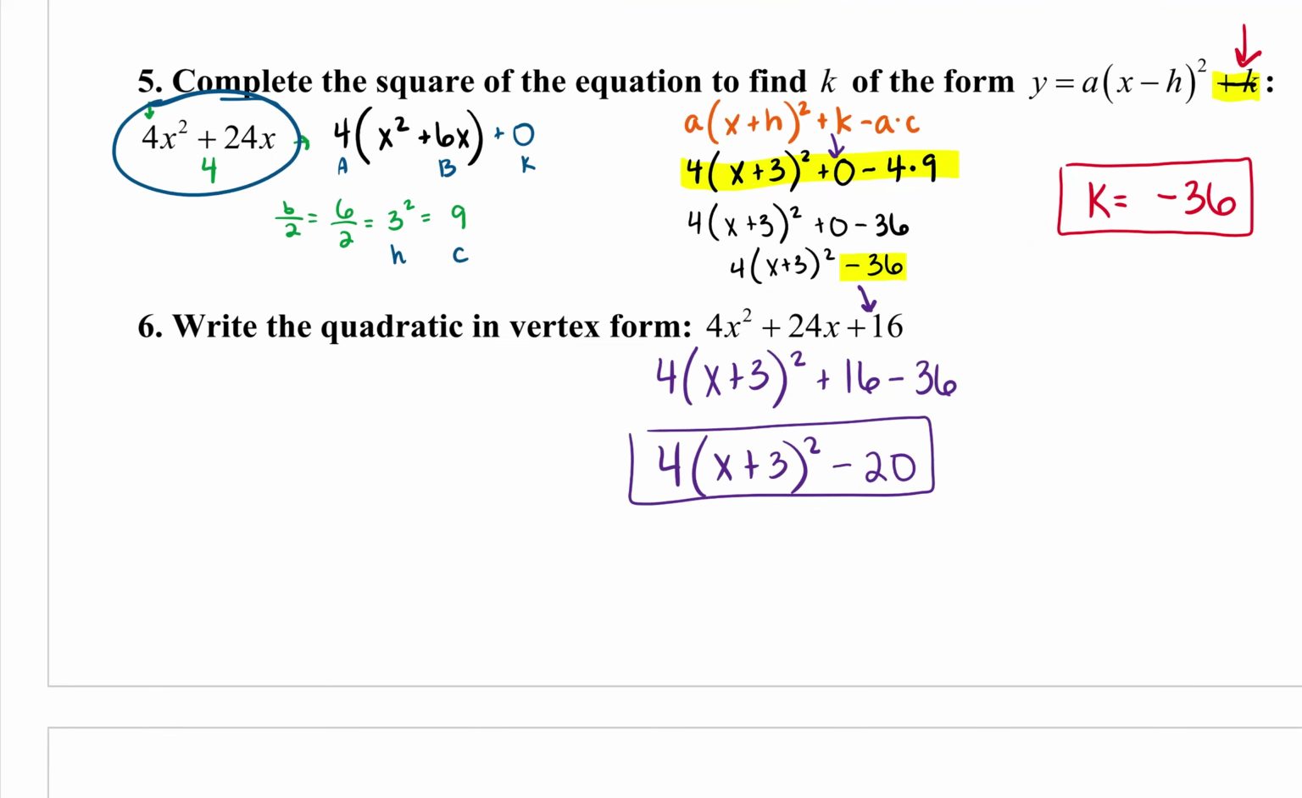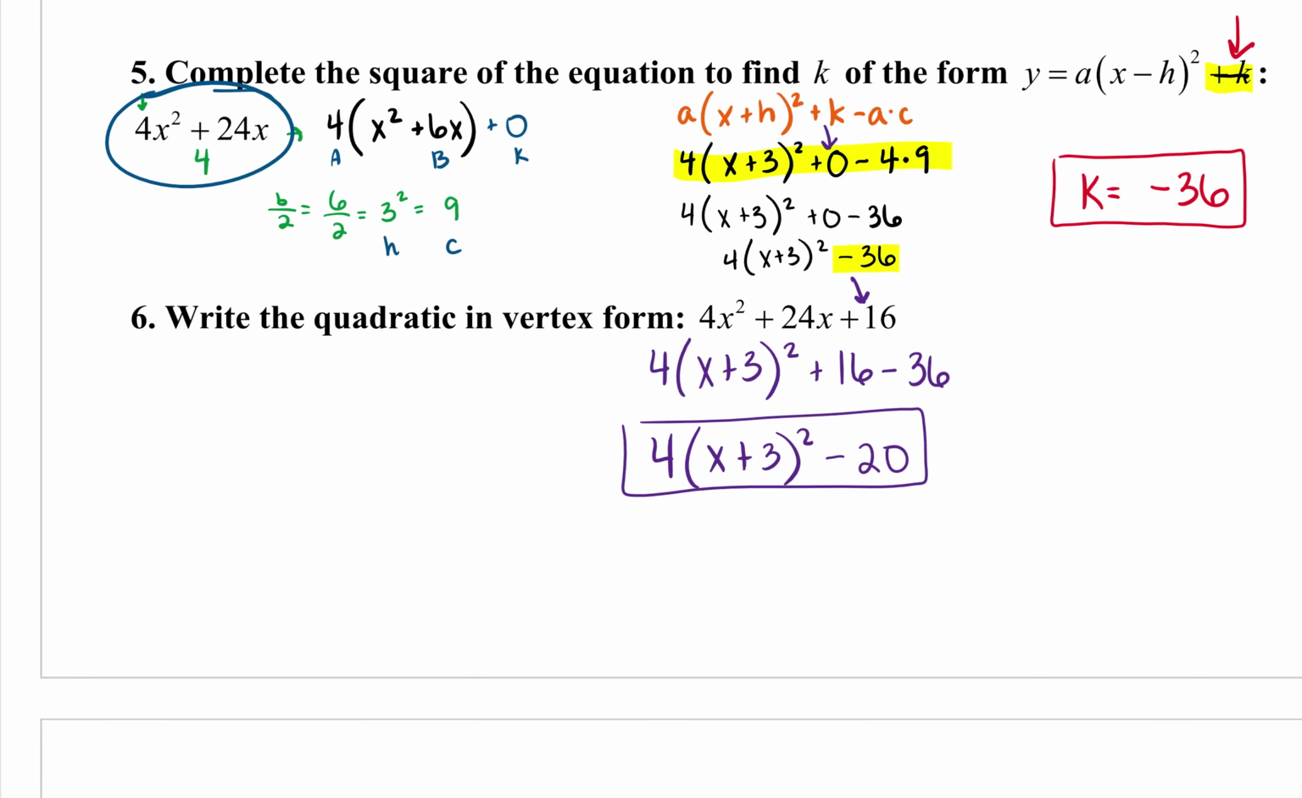So those two kind of go together, because number 5 just has a 0 at the end, whereas number 6 I just throw in another number, and that's the only difference.